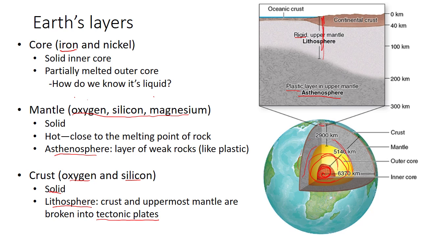So I want to sort of distinguish between these two ways of looking at the Earth's layers. So one way would be compositional layers. These are the layers that are defined by their composition. So this is the core, the mantle, and the crust. So each one has its own kind of composition. And then we have the functional layers.